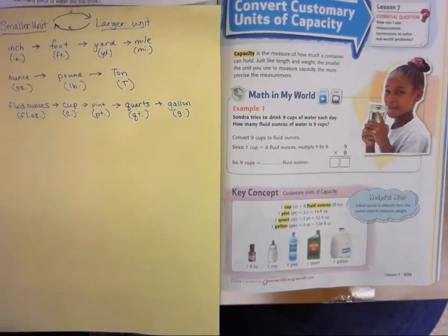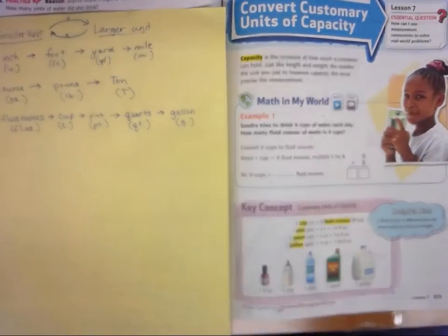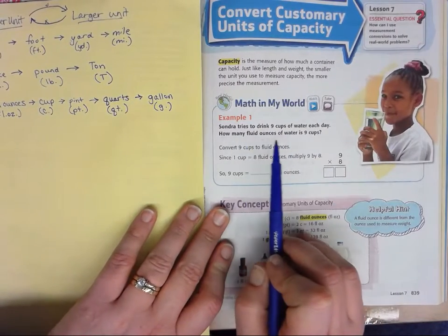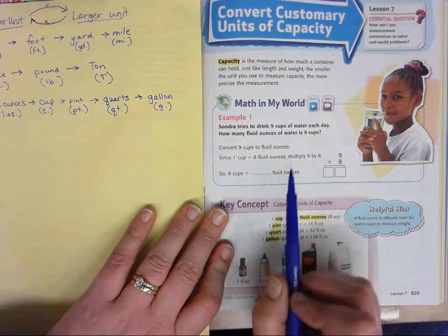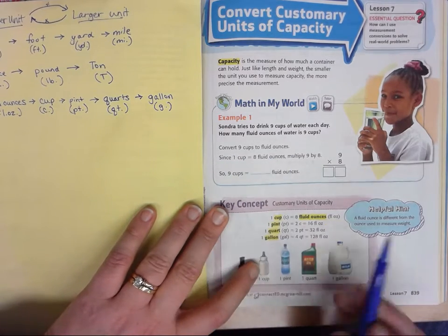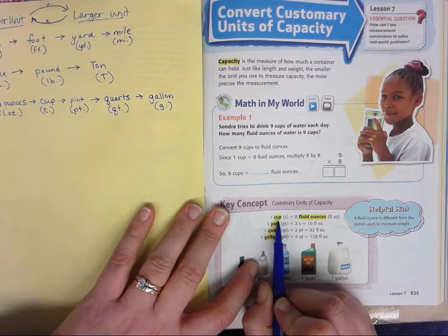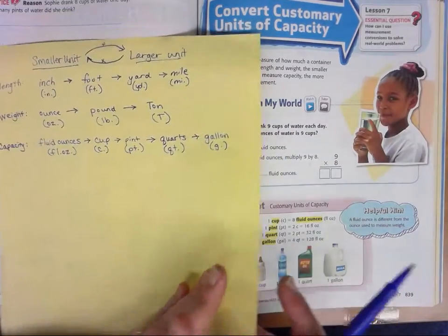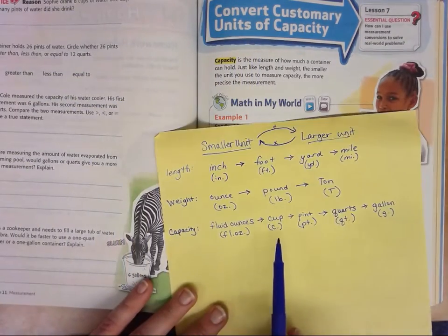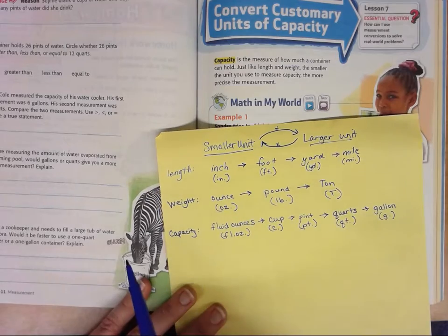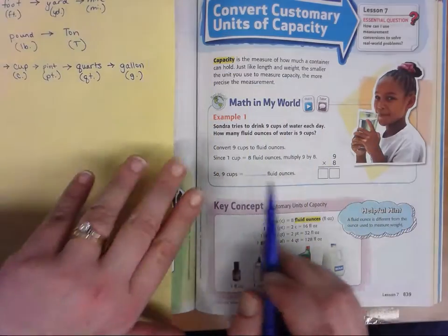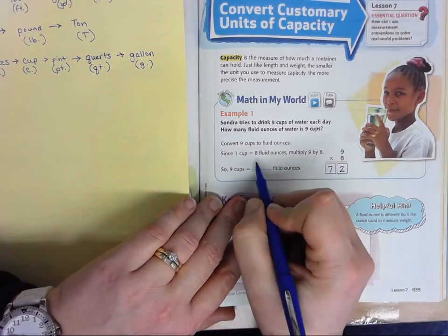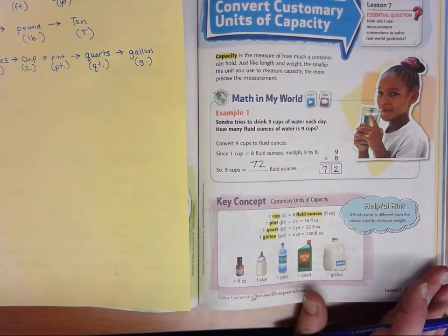Example 1 says Sandra tries to drink 9 cups of water each day. How many fluid ounces of water is 9 cups? So we're going to convert 9 cups into ounces. There are 8 ounces in 1 cup, and we have 9. So 1 cup is 8 fluid ounces. We're going to go from cups, which is bigger, back to fluid ounces. Since we're going backwards, we're going to multiply. So we take 9 times 8. That's a basic math fact. 9 times 8 is 72. So 9 cups is 72 fluid ounces.